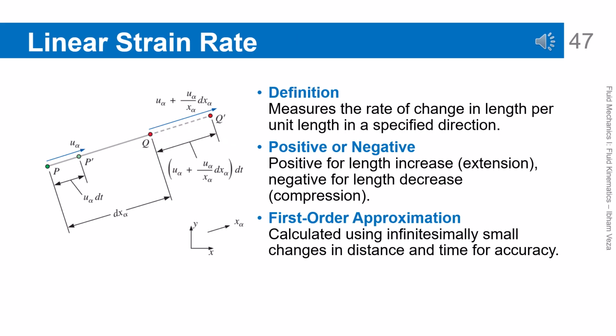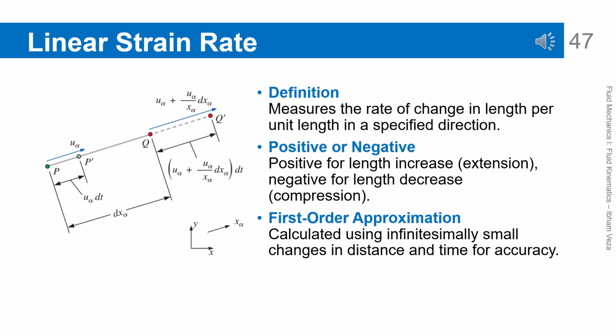Linear strain rate. The linear strain rate measures the rate of change of length per unit length in a specified direction. A positive value indicates extension, while a negative value indicates compression.